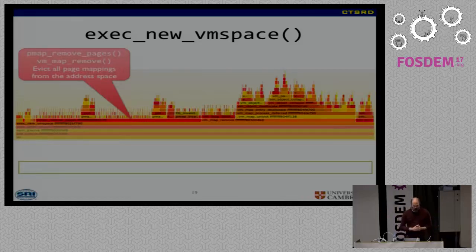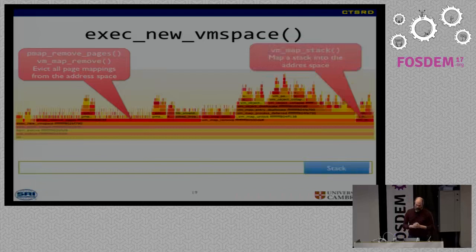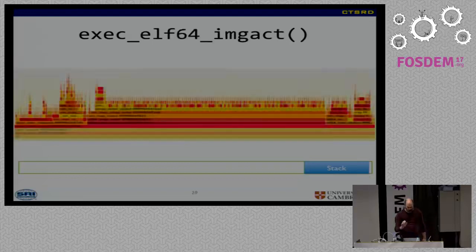Next up, internally, it goes in, rips out all the pages, and then it maps a stack, an initial stack, into the process address space. So you can see down here at the bottom. From there, we get back into the image activator code, whose job it is to actually load the program.